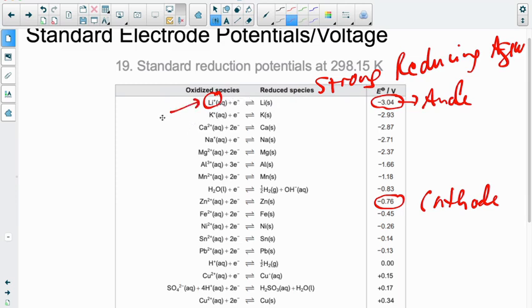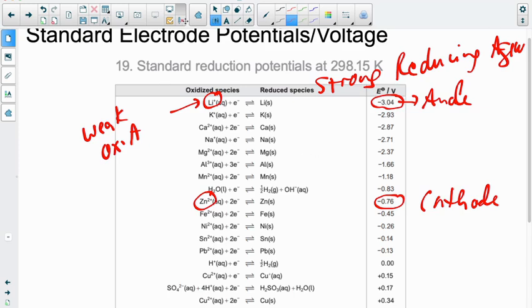Now, lithium plus is going to be an oxidizing agent. In fact, all of these on the left side here, by picking up electrons, will be causing the oxidation of their reduced species. So lithium plus is a weak oxidizing agent. So zinc 2 plus would be a stronger oxidizing agent than lithium.